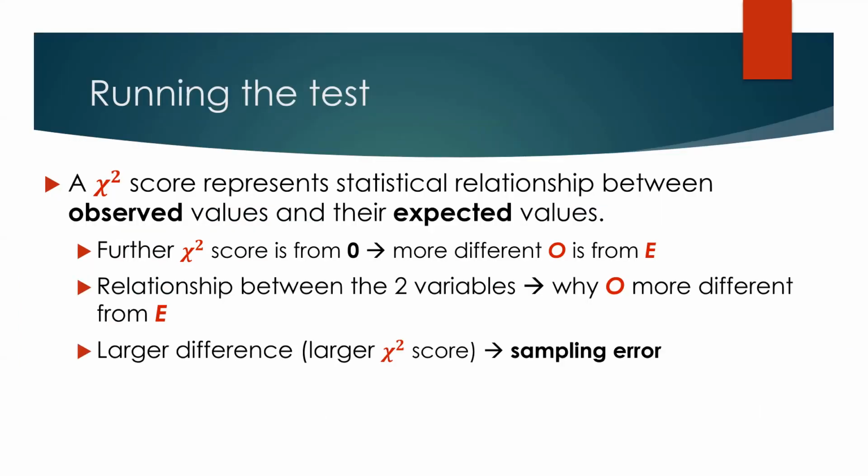Again, a larger chi-square score could also be due to sampling error. It could be a bad sample of children. That's another thing you want to keep in mind. It can be because of a relationship or it could be because of sampling error.